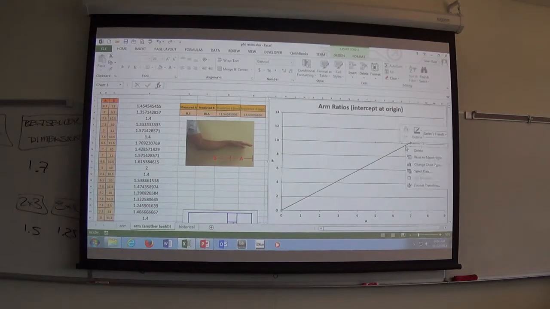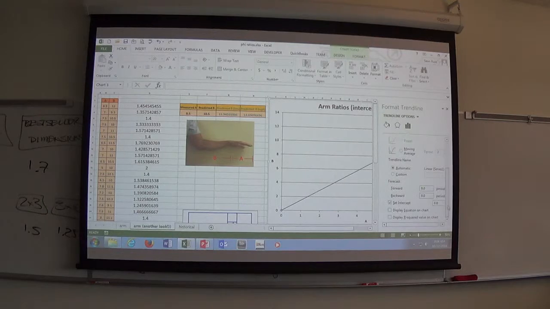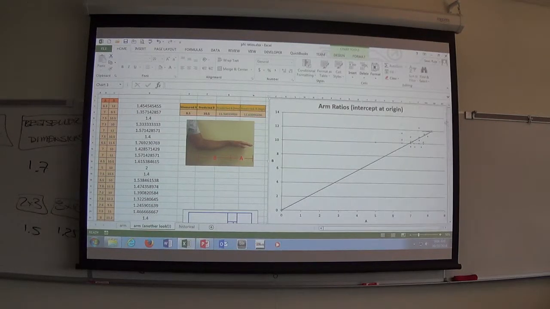I want to slap the equation on the chart too. I'm going to format the trend line. Here we go. Let's put the equation on there. And all that I'm doing right now is stuff you guys are going to be doing. Let's get a little larger. Okay, there we go. So check out the slope.